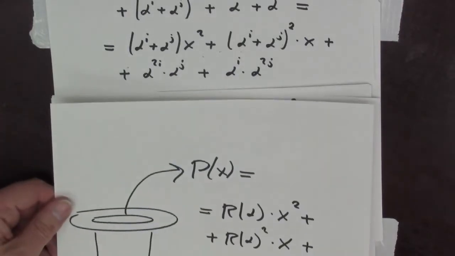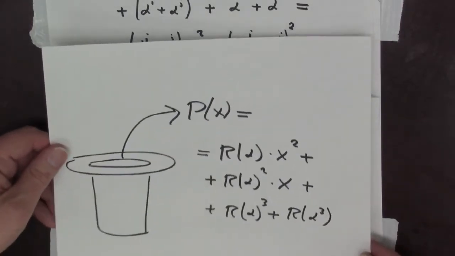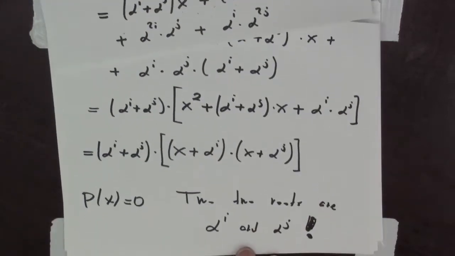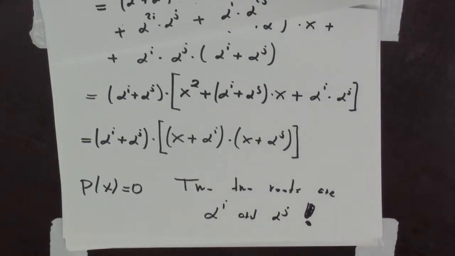Namely, we take the polynomial P of x. In fact, here is P of x. Yes, P of x is this polynomial here that came from the hat, came from nowhere. Wait a moment, I'm writing off the screen. I'm sorry. Okay, so you get this part, and then setting P of x equal to 0, the two roots are alpha to the i and alpha to the j. And I should really say one thing, the two non-zero roots.